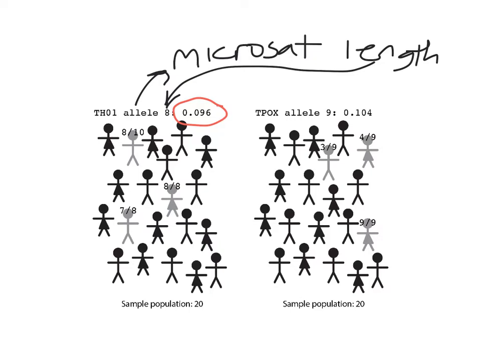These geneticists basically collected DNA from a bunch of people of different ethnicities in the US, Caucasians, African Americans, and Hispanics, and they genotyped them. They found out how many repeats were on all the chromosomes in a large population of individuals. So they found, for example, that for TH01, you find 8 repeats in the sample about 10% of the time, a frequency of 0.096, about 10%.